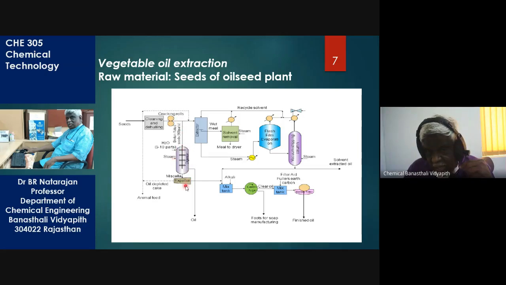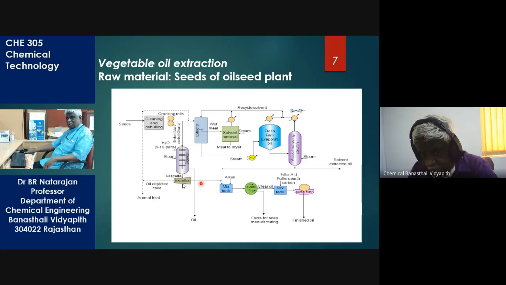This is the main equipment for oil extraction, where the seeds are just squeezed, crushed, and the oil is squeezed out, and the remaining forms a cake. From the cake, some more oil may be recovered, or you just dispose of it as animal feed, right? So the cake has some leftover oil in it. Cake is a solid one.